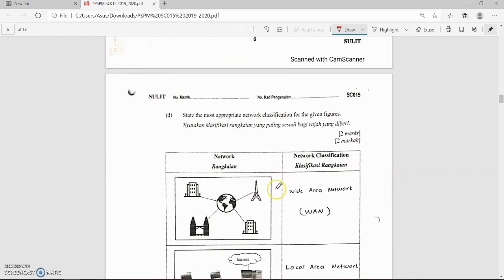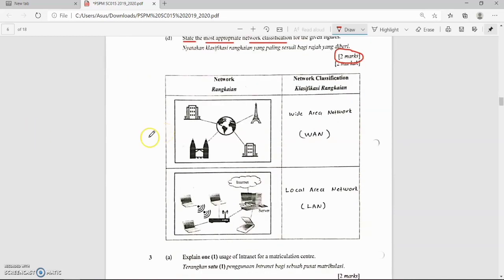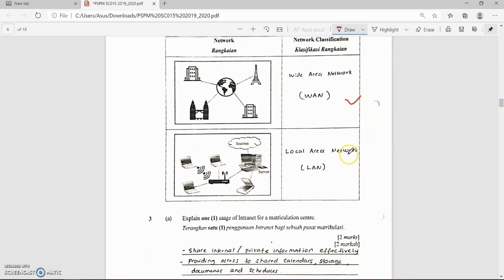Okay. D, state the most appropriate network classification. So we have 2 marks. Okay. For network classification, this one, if you see, using internet to communicate. Okay. So this one is 1. And this one, we have line.